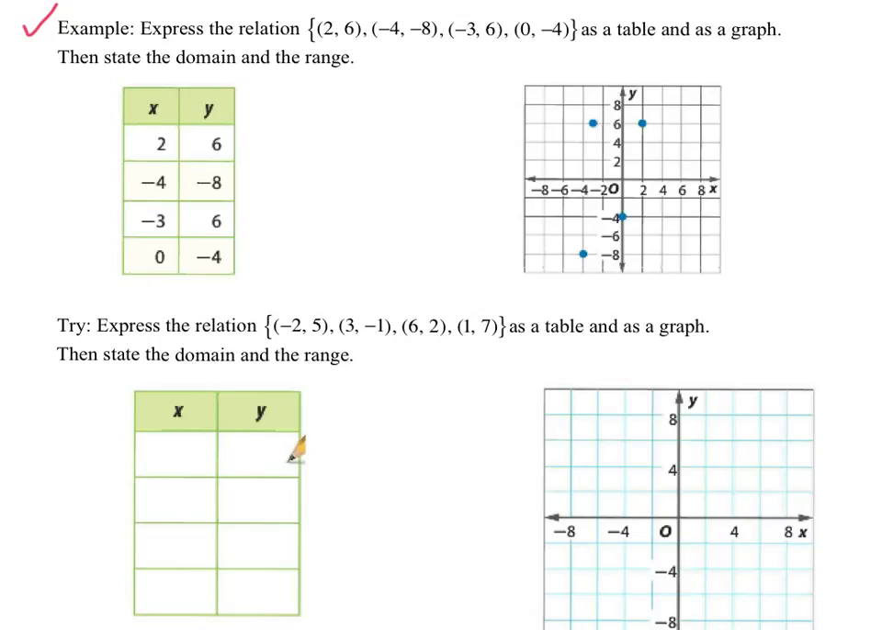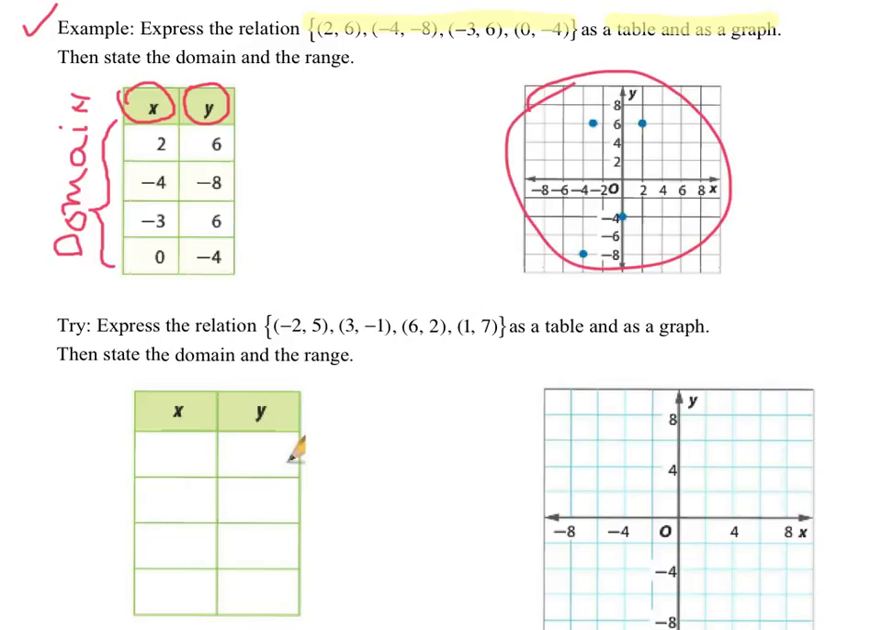So let's take this set of ordered pairs and put them into a table and also as a graph. When placed in the table, they look like this, with all the x's on the left side and all the y's on the right side. And here are the points all placed into a graph. These points are the x values. They make up the domain.